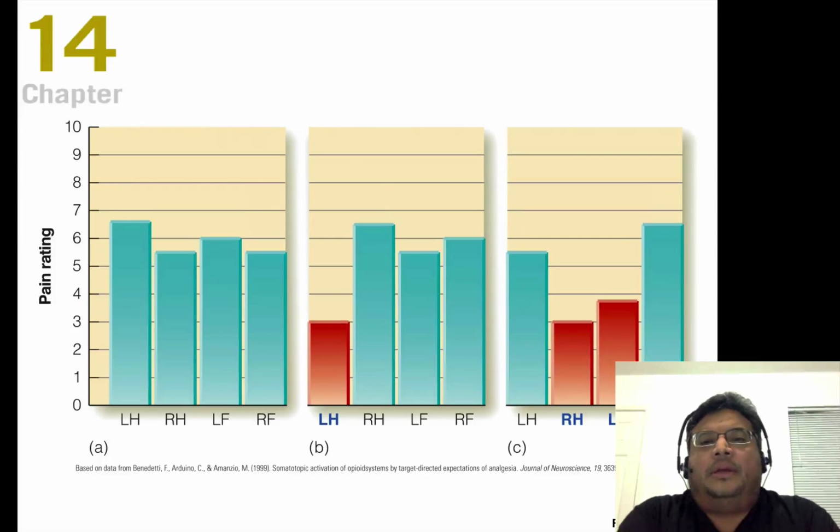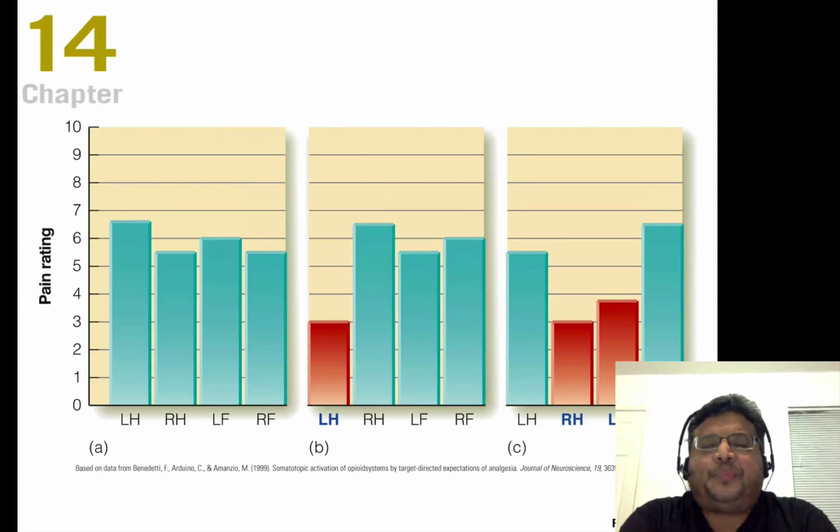This is some cute data from Benedetti, reported in 1999, and it's a very straightforward study. Essentially, a painful stimulus was applied to either the left hand, the right hand, the left foot, or the right foot, indicated by LH, RH, LF, RF. In the first graph, A, you see the pain rating when the painful stimulus was just applied.